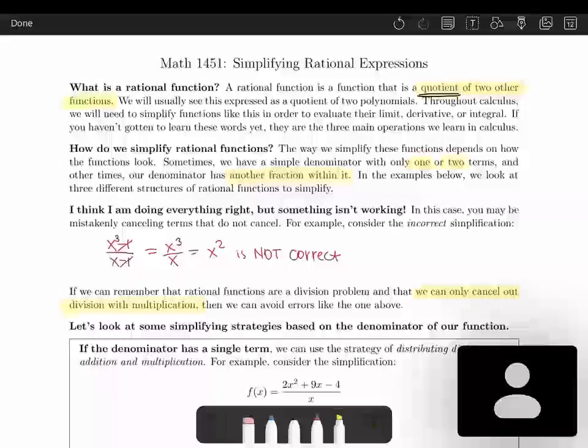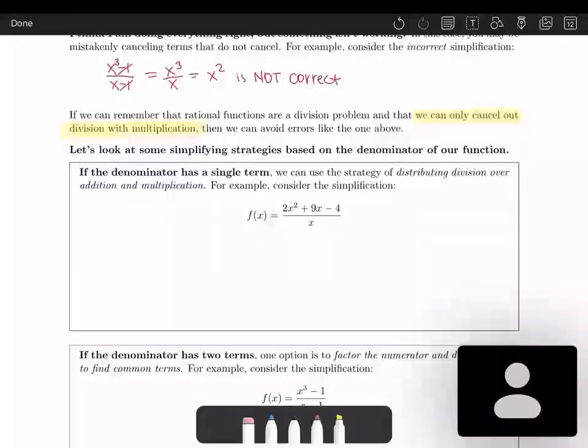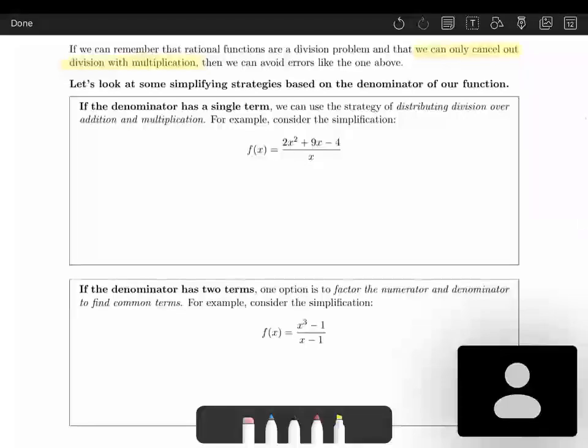So let's look at some correct ways to simplify rational functions. In this video, we're going to be looking at, like I said, three cases: if the denominator has a single term, two terms, and lastly, if it has a fraction within itself. If the denominator has a single term, we can use a strategy of distributing division over addition and multiplication. You may have heard something that sounds like this before. We often distribute multiplication, but we way less often distribute division. So what we can do here is break this up, and we take each term in our numerator and divide it by that denominator.